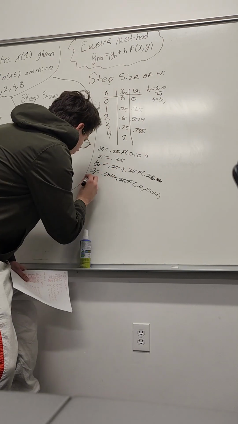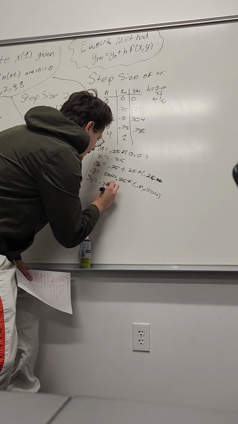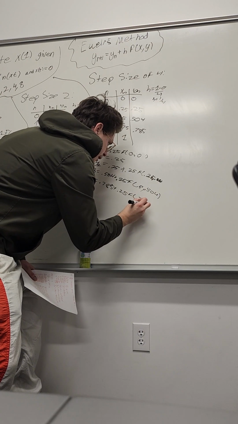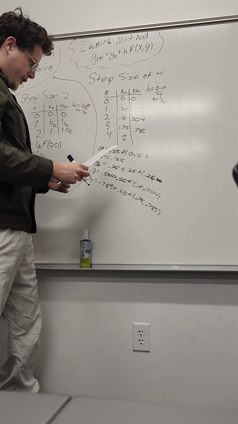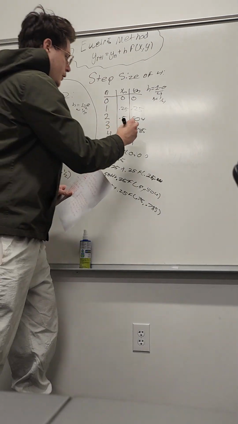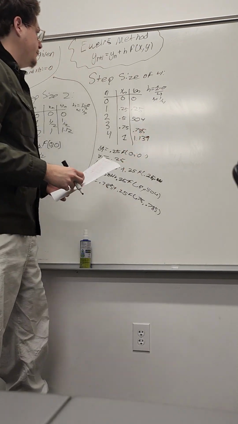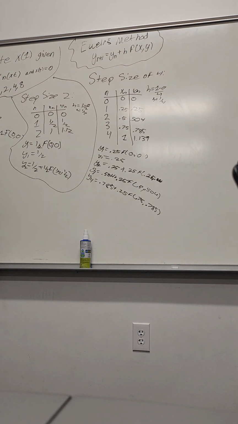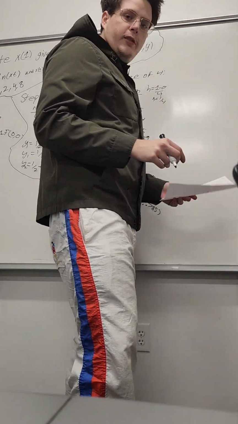0.785. Now for our last point of step size 4, it's going to be 0.785 plus 0.25 times f of 0.75, 0.785, which gives us 1.139. Okay, well that's a little different, so we're almost to a more exact value. Let's just do it at step size of 8.